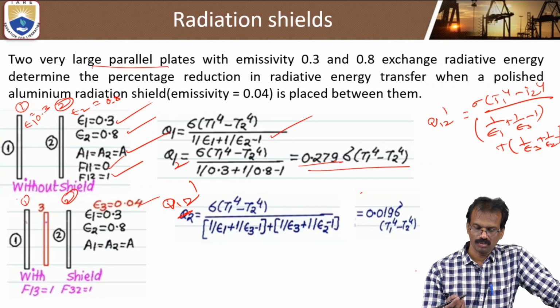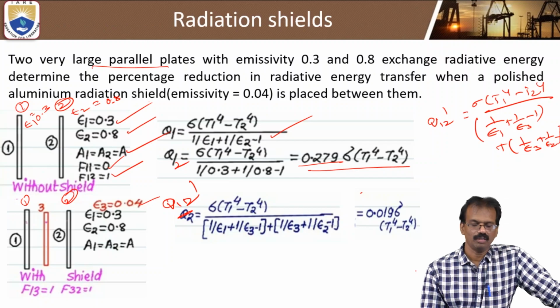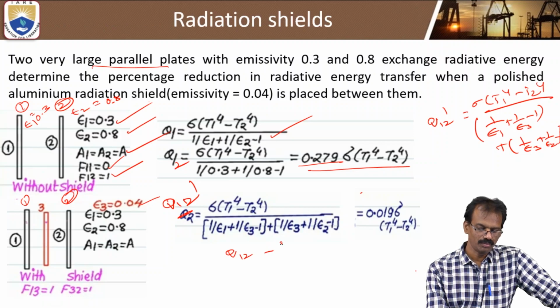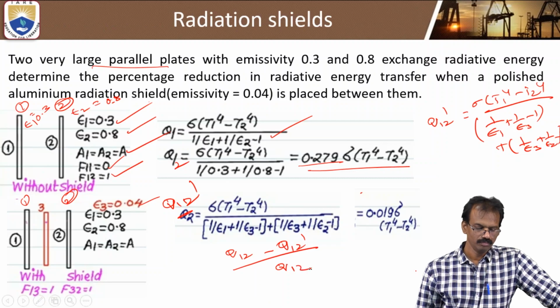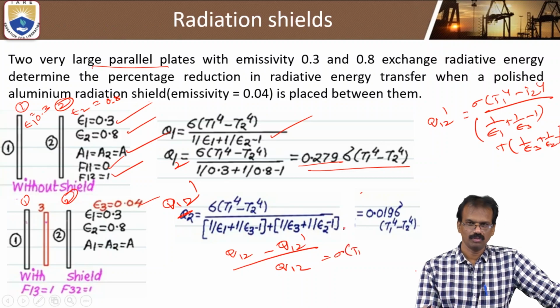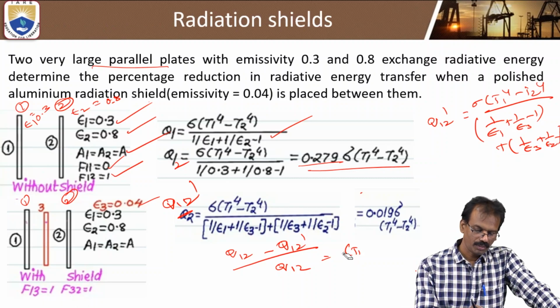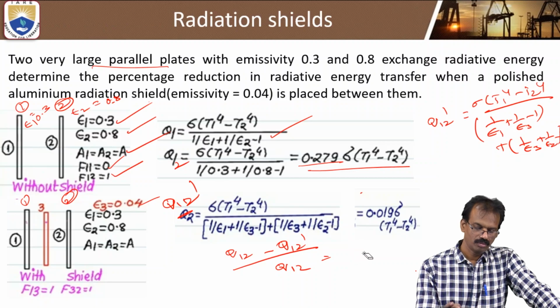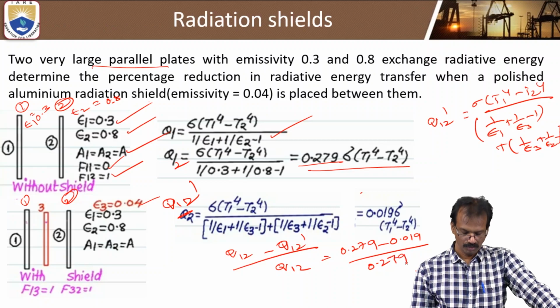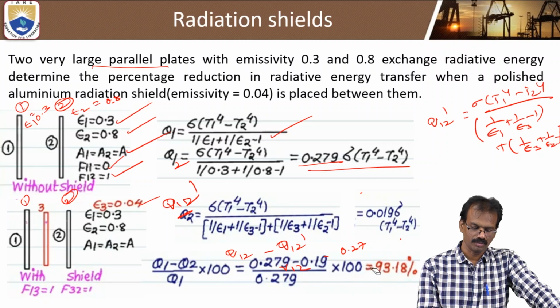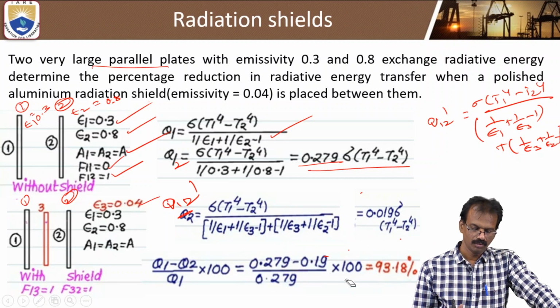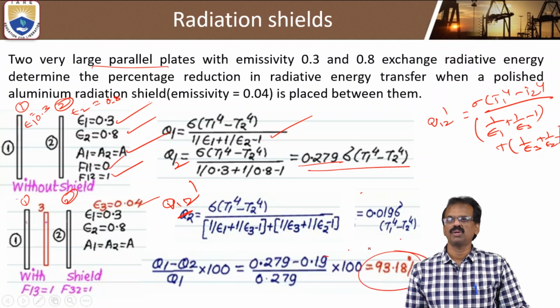Then the percentage, you know, is equal to the difference between these two by the initial value. It means Q12 minus Q12 dash by Q12. Sigma into T1 to the power of 4 in numerator and denominator will be cancelled. So the final value is 0.279 minus 0.0195, so 0.27. If you simplify this, you will get the final answer: the percentage reduction is equal to 93.15%.